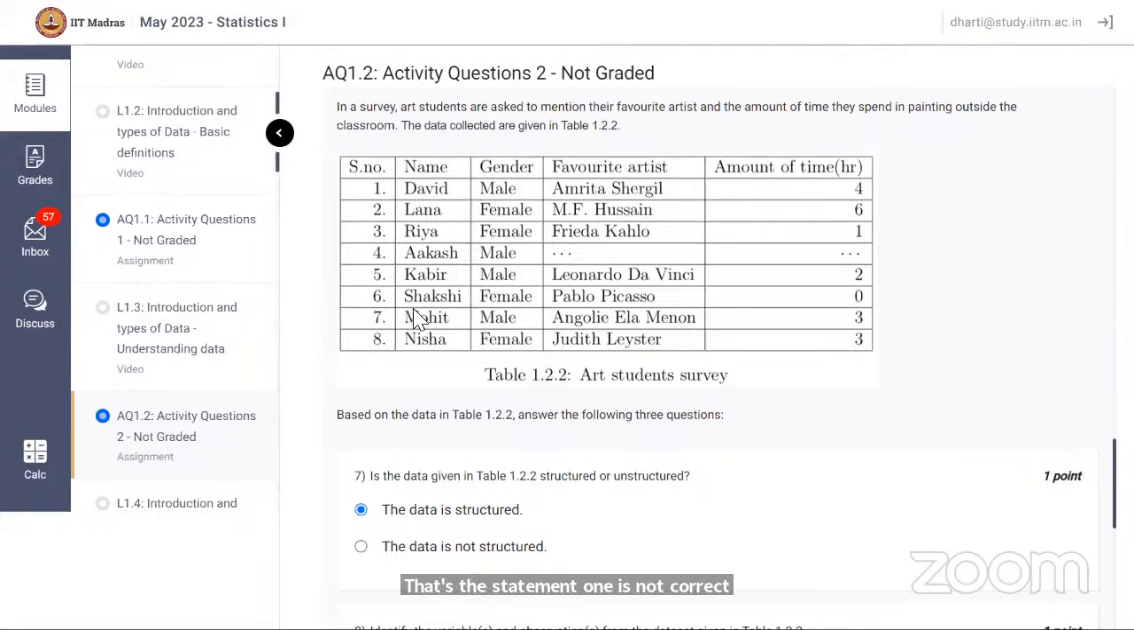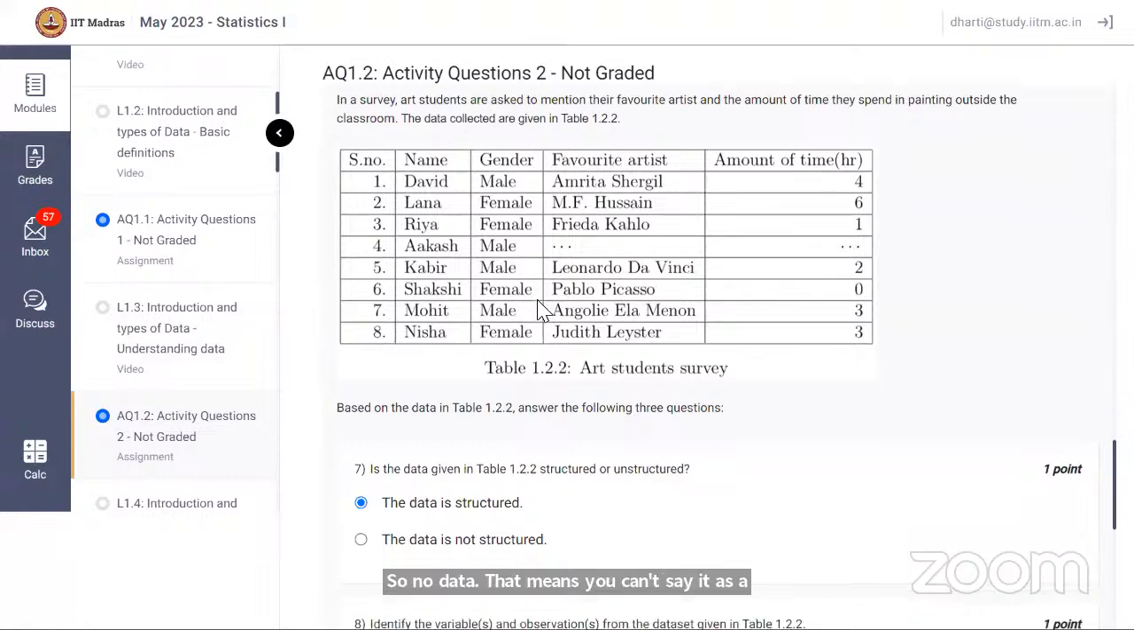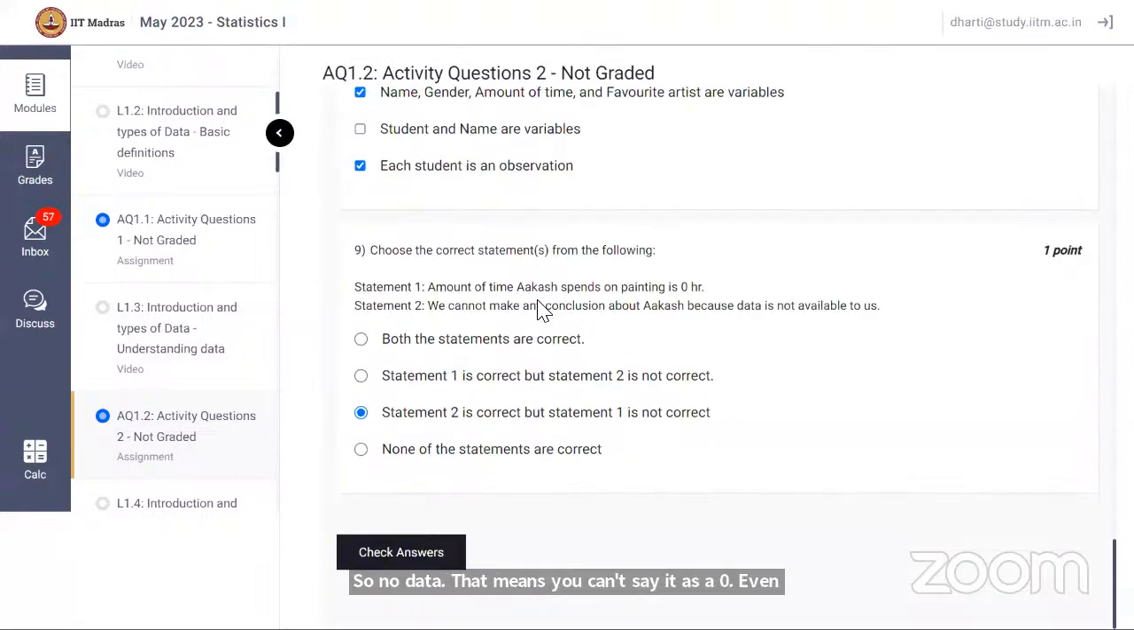See, for some person, Sakshi, who is spending an amount of time, 0 is a kind of data which is there. Here it is a blank space, so no data. That means you can't say it is a 0. Even at some places you will find NA also. So we cannot conclude that Akash is not spending any time at all.